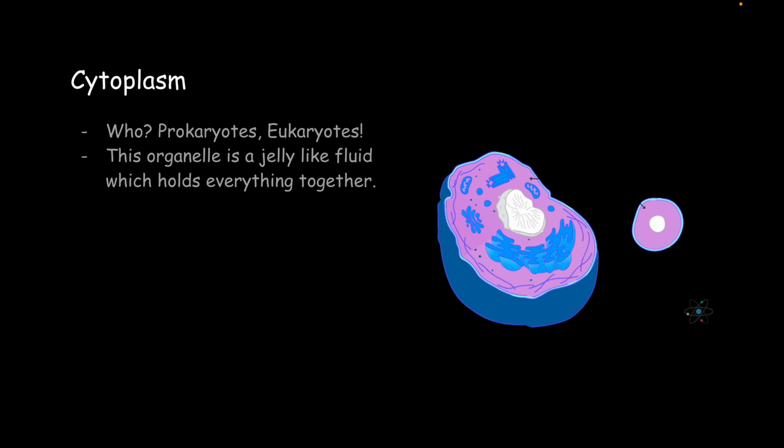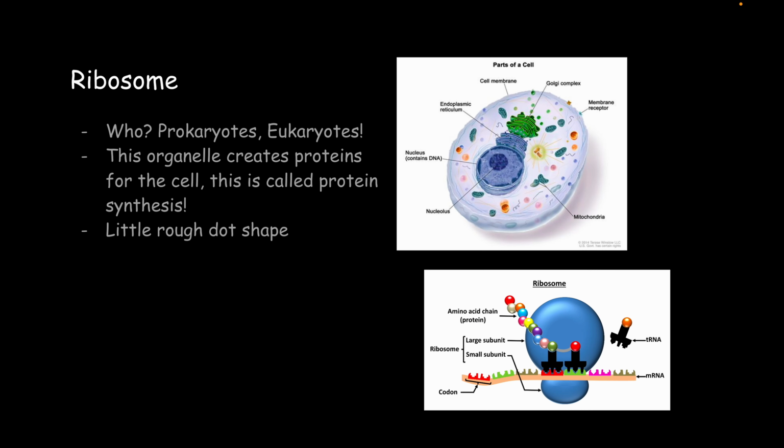You have cytoplasm. This is a jelly-like fluid. This is in all cells, just like the cell membrane. It's kind of like a skeleton, but not really. It's just a jelly-like fluid. It helps keep everything in place. That's all I need to know about that.